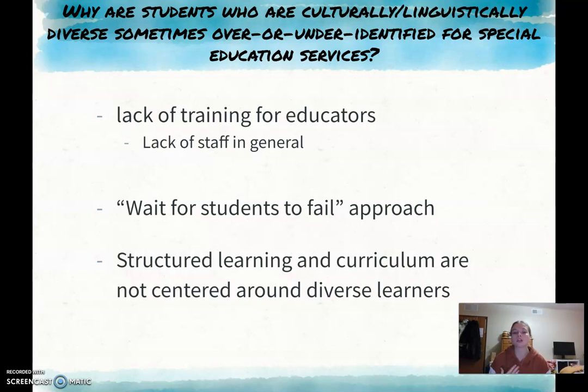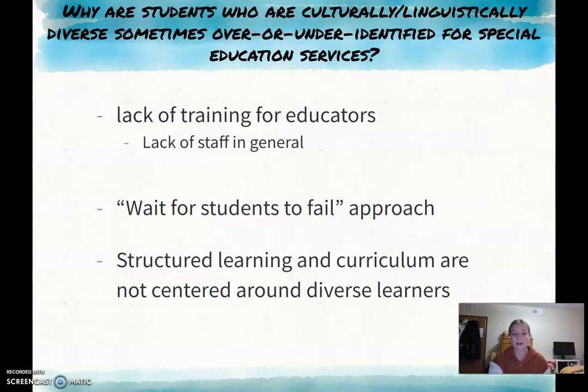And then another one is that structured learning and curriculum are not centered around diverse learners. Like I said before, most assessments in America, especially, are written in standard American English, and it's biased towards those who grew up here, who learned this language, who were in a household who spoke only English, and it can be tricky to identify whether or not an ELL needs special education services or not. Sometimes it's easier for a teacher to just put an ELL in a special education classroom rather than try to work with them in the general education classroom and make modifications there first. So I think that's why sometimes students are over identified for special education services.